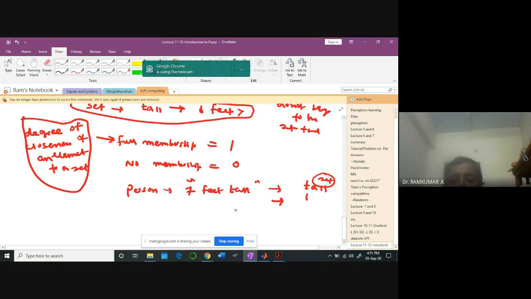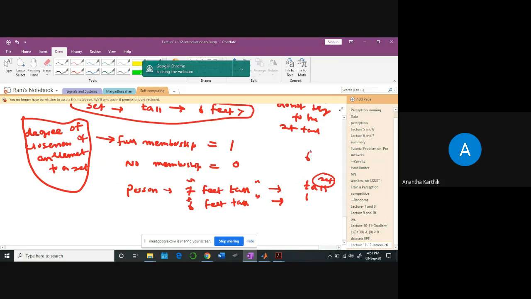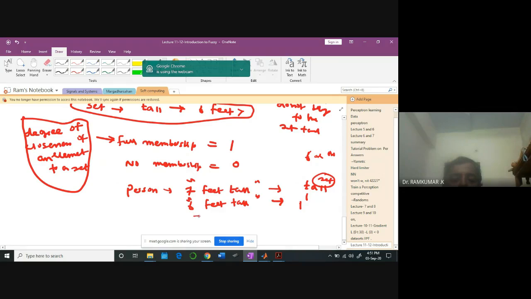Okay. And likewise, what is the degree of closeness if a person is 6 feet tall in the set tall? Again, 0, sir. Why? 6 feet and above. Then 1, sir. 1. Okay. So if it is 5.9 feet, 0. Can you see why we are going for a fuzzy logic here?